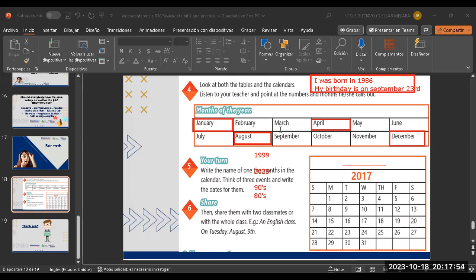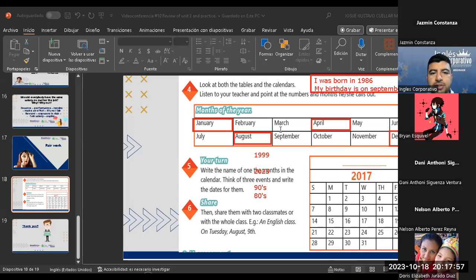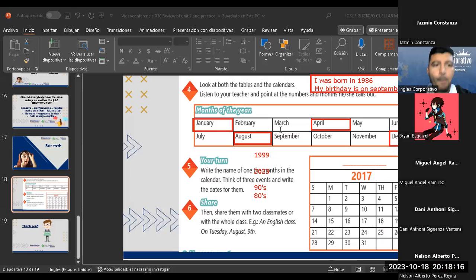Okay, we're going to start with, let me check. Who is the first one? We're going with Miguel. Okay, Miguel, and then Ivan. Could you read yours, please? I was born in 1996. My birthday is on August 10th. Perfect. That's it. Ivan, and then Gracia.